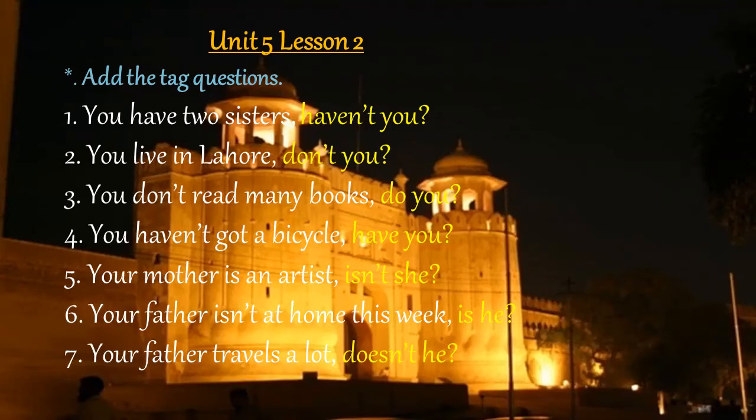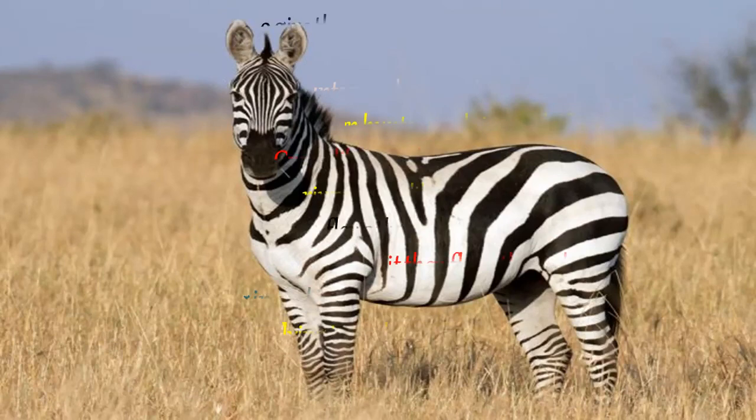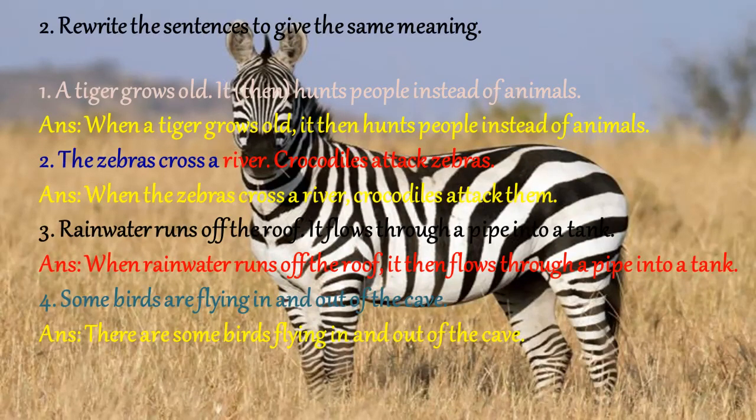Okay. Question number 2 is rewrite the sentences to give the same meaning. Okay, point number 1 is a tiger grows old, then is given in a bracket, hunts people instead of animals. Okay, you have to rewrite these sentences in such a way that it must give the same meaning. So the answer is when a tiger grows old, comma, it then hunts people instead of animals.